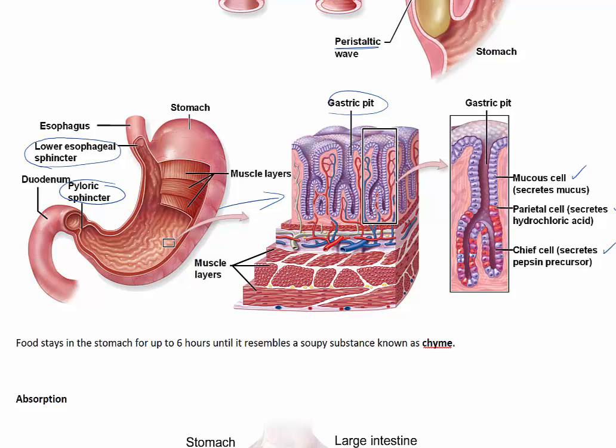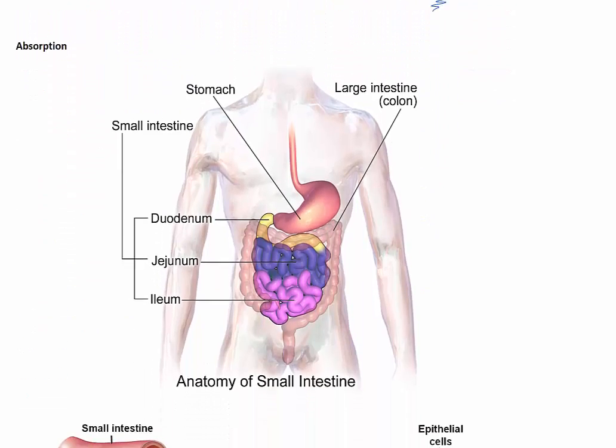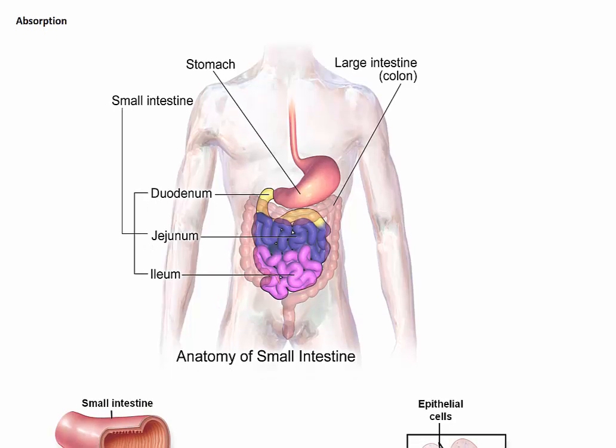Food stays in the stomach for up to 6 hours until it resembles a soupy substance known as chyme. Small amounts of chyme squirt through the pyloric sphincter that links the stomach into the upper part of the small intestine. The next stage is absorption, which occurs in the small intestine, a tubular organ that completes digestion and absorbs nutrients. It is the longest organ in the digestive system at 3 to 7 meters in length, and it's narrower compared with a large intestine.